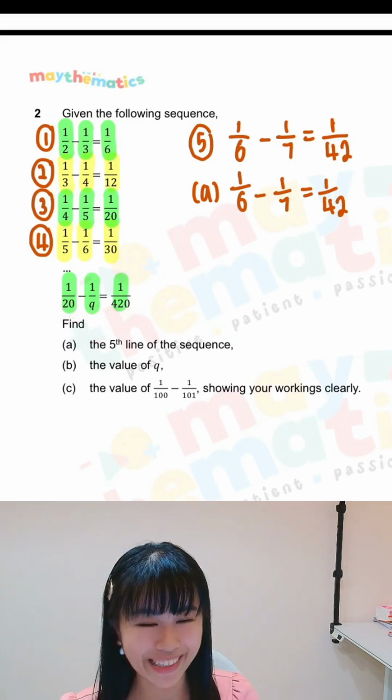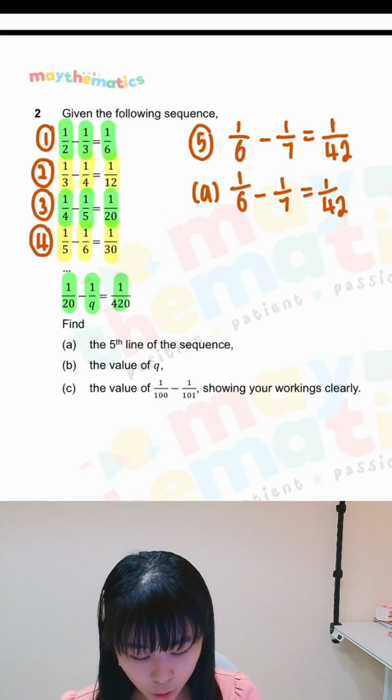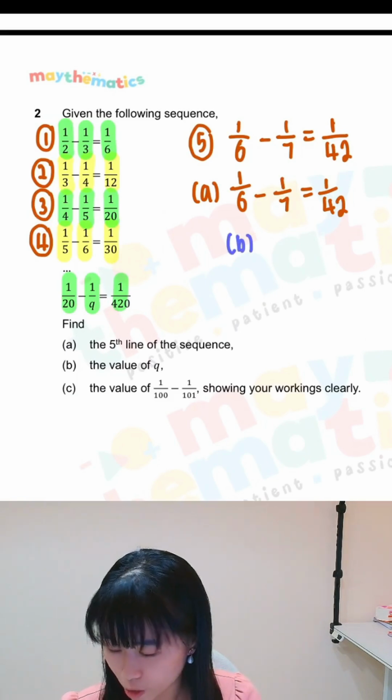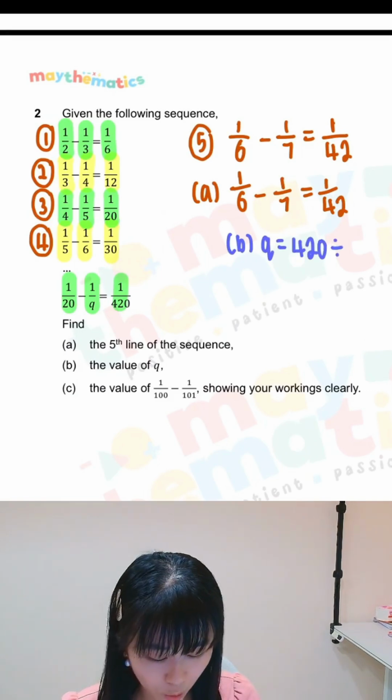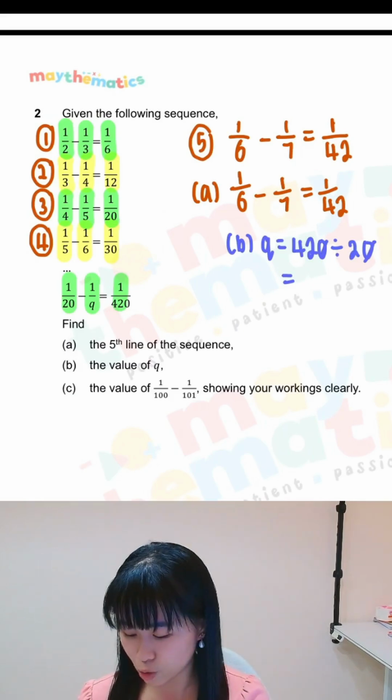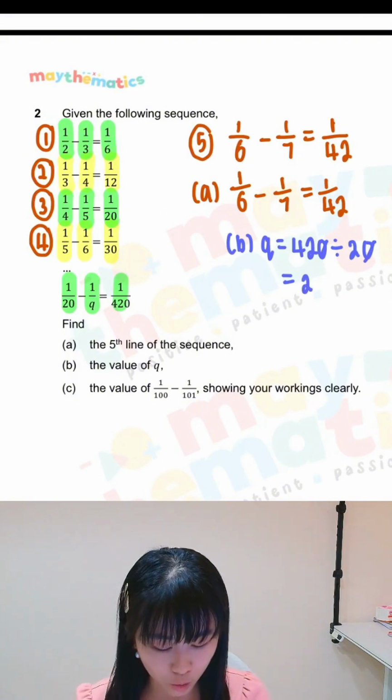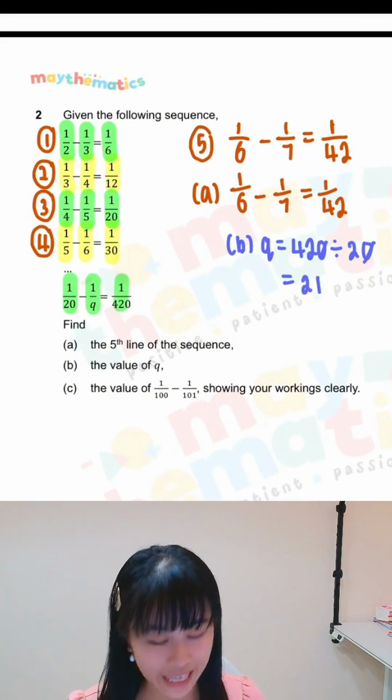Anyone can tell me? Divide, very good, yes. So to find Q, you are going to take 420 divided by 20. So you divide by the tens first, then 42 divided by 2. That will give you 21 is your Q. So part B done. Okay, very good.